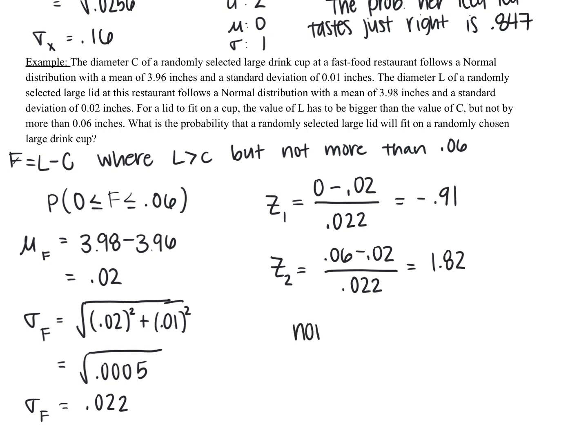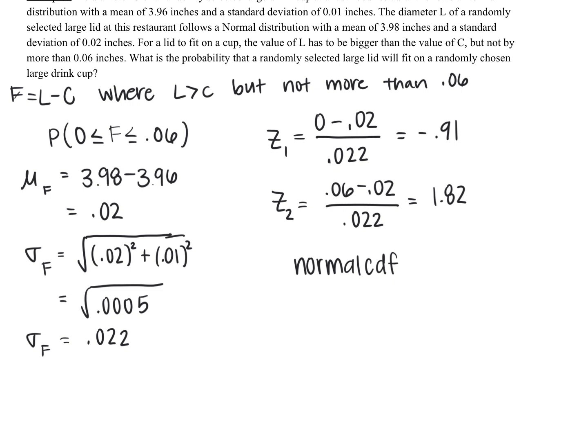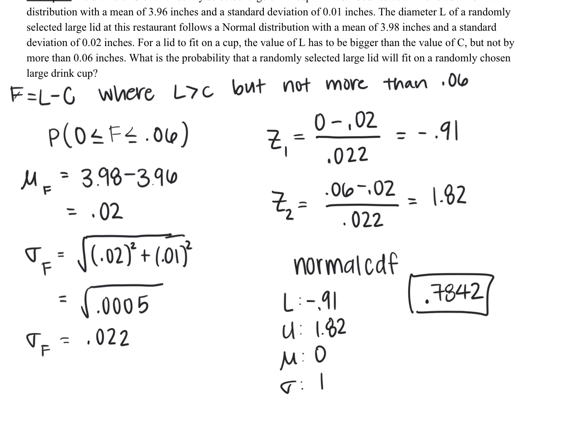So we'll do normal CDF. Our lower bound is the negative 0.91, upper bound of 1.82, mean of 0, standard deviation of 1. And we're going to get 0.7842.